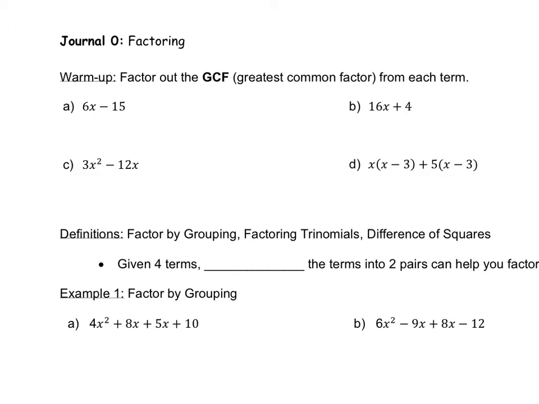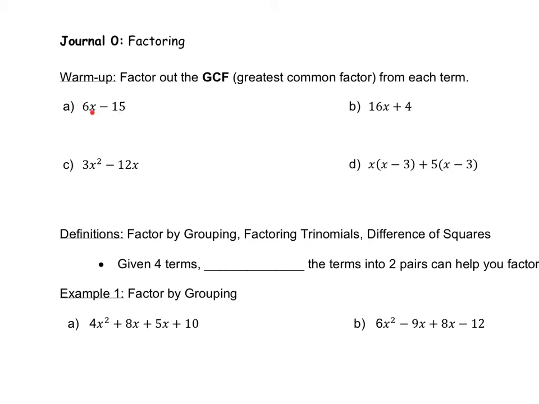So when we're trying to factor, typically we're looking for the greatest common factor to try to pull out from the terms so that we can factor out the highest number or the highest power as much as possible. So let's take a look at these two.